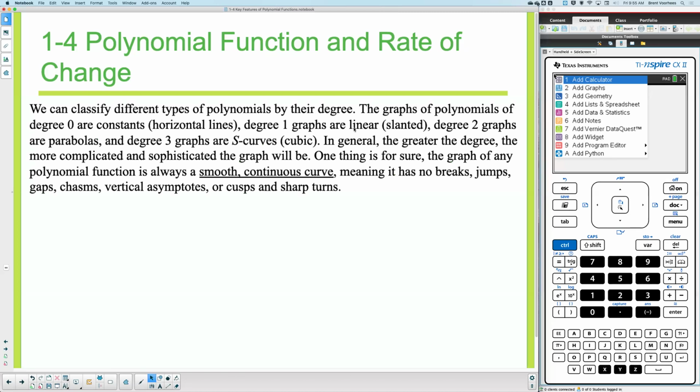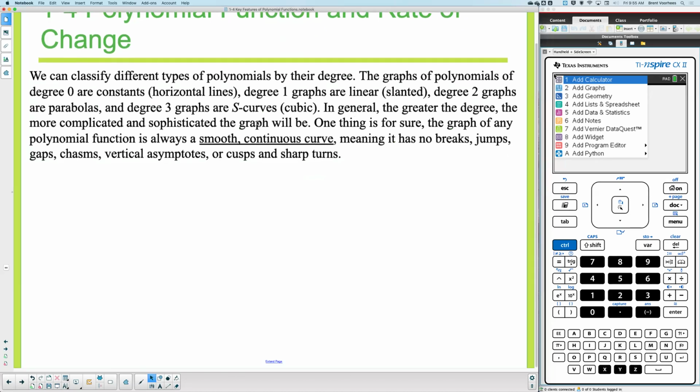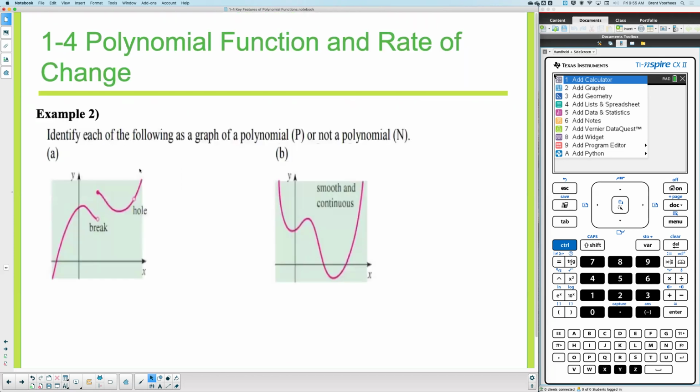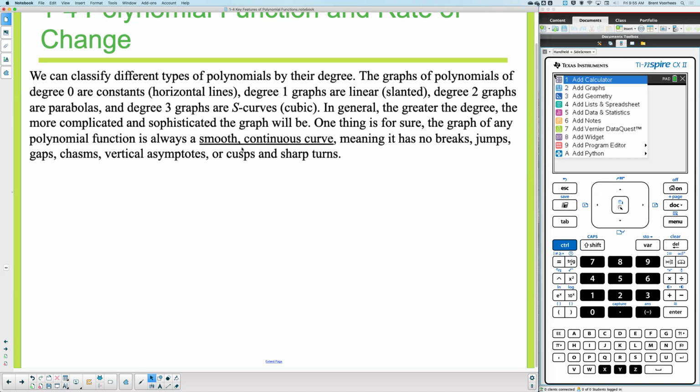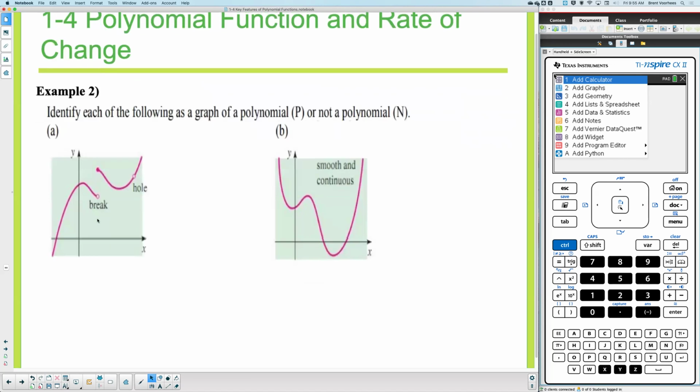Okay, now let's talk about the pictures. Here, this gives you your rules. You can read over this later. To be polynomial, it'll be a smooth, continuous curve. What it will not have is breaks, jumps, gaps, chasms, vertical asymptotes, cusps, or sharp turns. Basically, if it's going to be polynomial, it'll all be connected. That's what continuous means, connected and smooth, meaning you could draw it without picking up your pencil or doing a jagged edge.